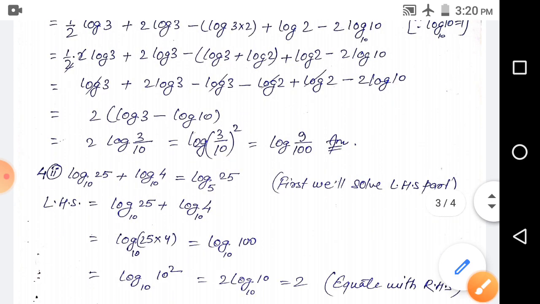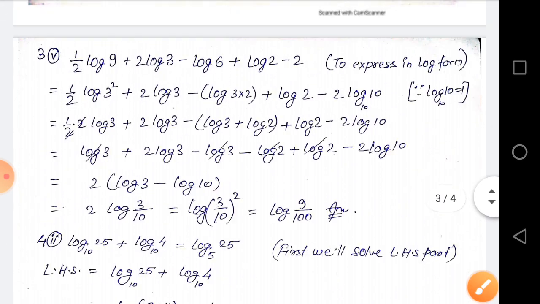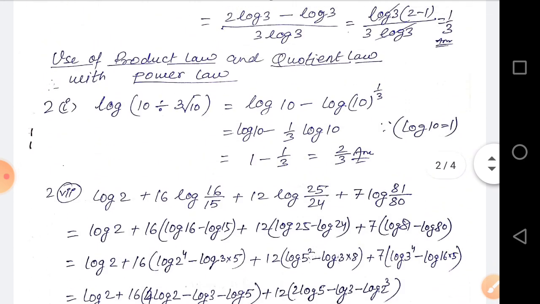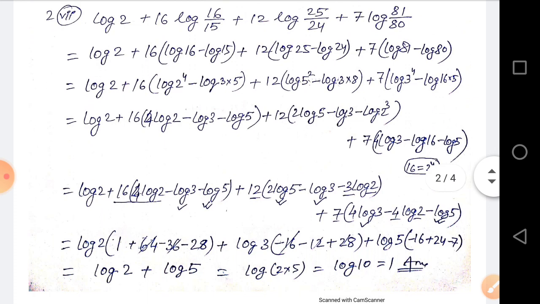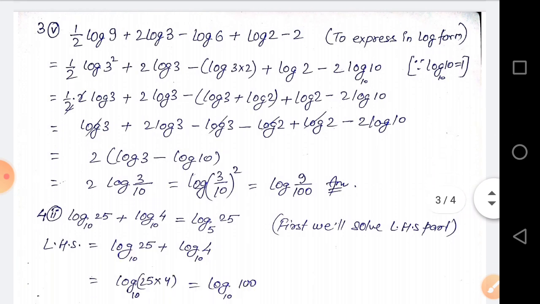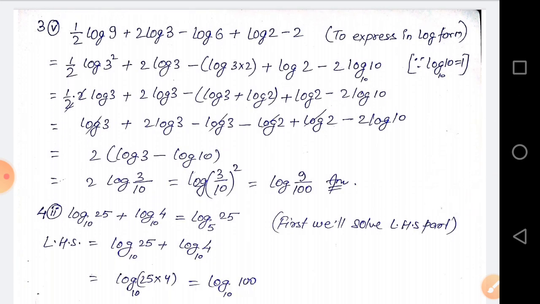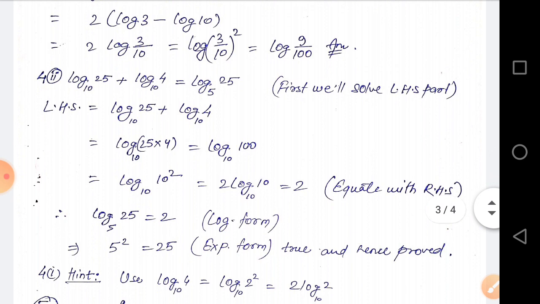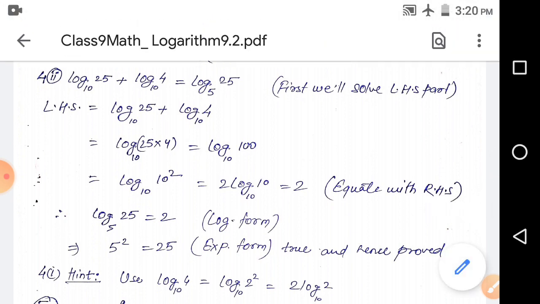Now see the next question number 4. You can solve all the bits of question number 2 by whatever we have discussed here, and all the bits of question number 3 also you can solve, because the most difficult question I have solved here and explained.